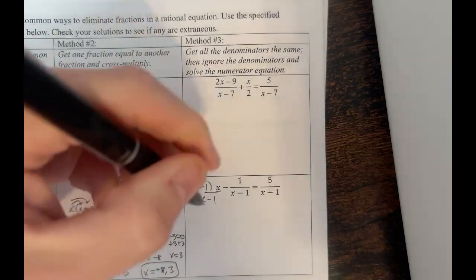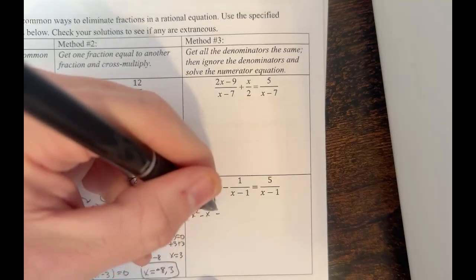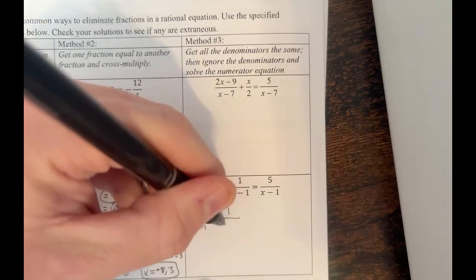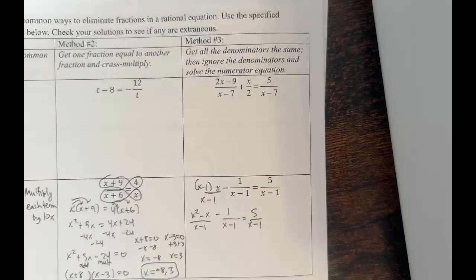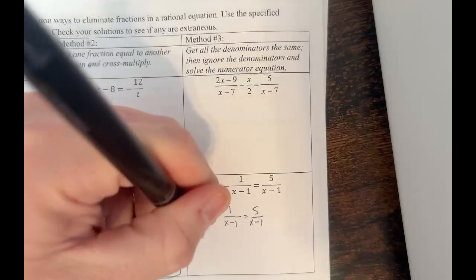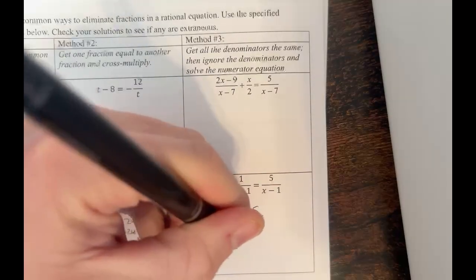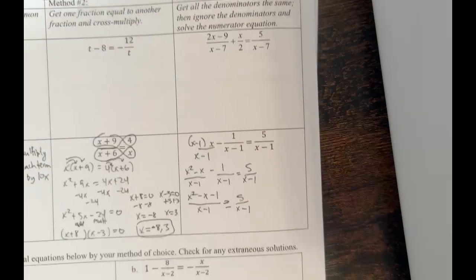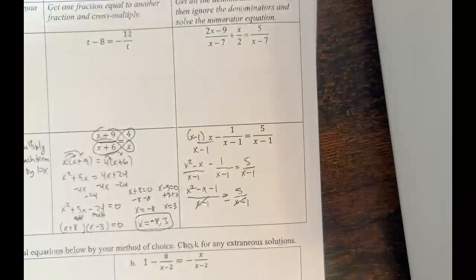And so now we're going to distribute here, x squared minus x minus 1 over x minus 1 equals 5 over x minus 1. Okay, this can simplify because they have a common denominator. x squared minus x minus 1 divided by x minus 1 equals 5 divided by x minus 1. And so the rule is when you have a fraction equal to a fraction and their bottoms are the same, you can cancel their bottoms.